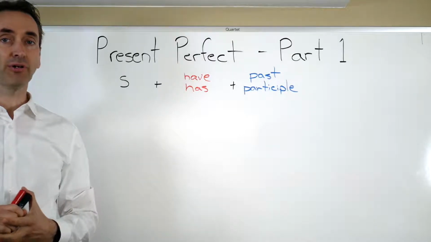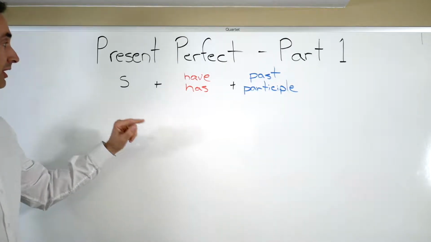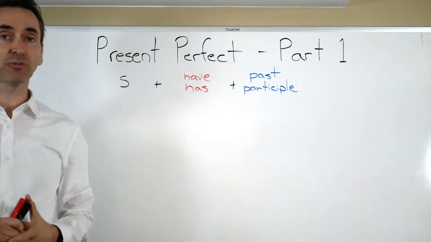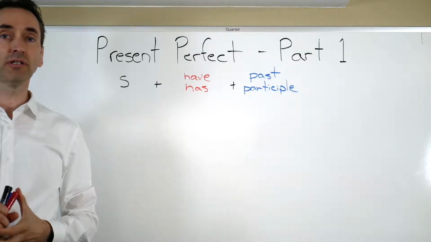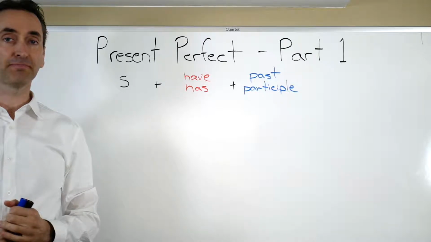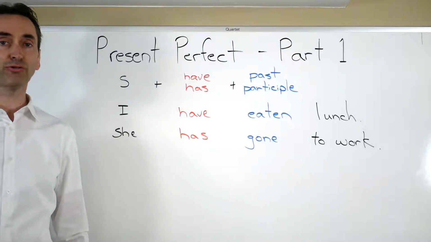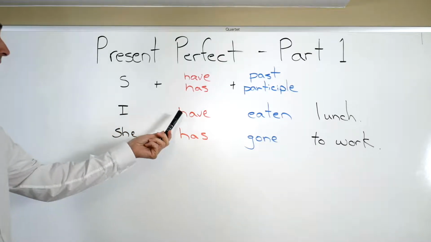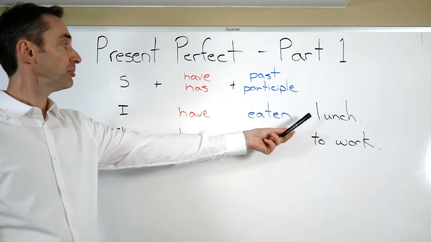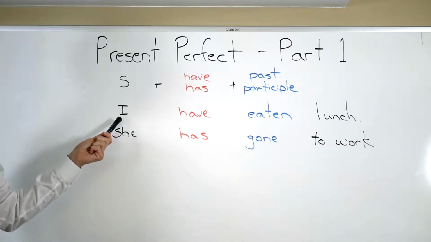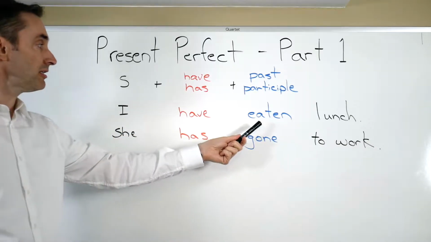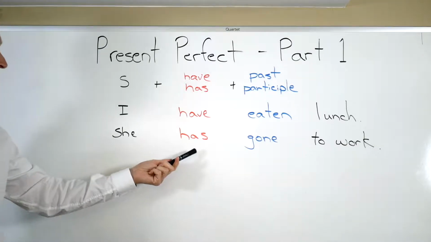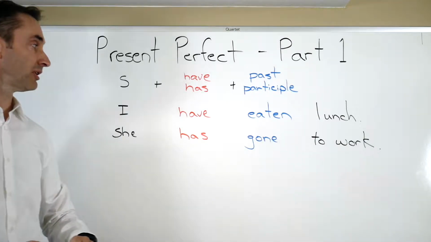So the main form of the present perfect tense sentence is subject, have or has, and a past participle. So for example, in my first example we have subject, have or has, past participle, and lunch. So looking at the first one, I have eaten lunch. She has gone to work.